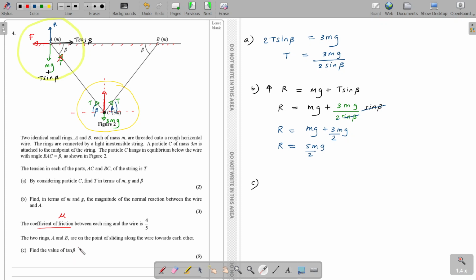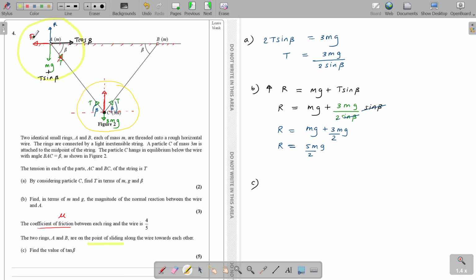How do we get the value of tan beta? So you don't need to go to ring B here. We can again go with ring A. In ring A, we considered vertical equilibrium. So what's the other thing to consider? Now we can consider horizontal equilibrium, and they do say that it's on the point of sliding. So if it's on the point of sliding, what equilibrium do we have now? Point of sliding means you have what equilibrium? We use a specific word. When it's on the point of sliding, we have limiting equilibrium, which means what friction do we have here?